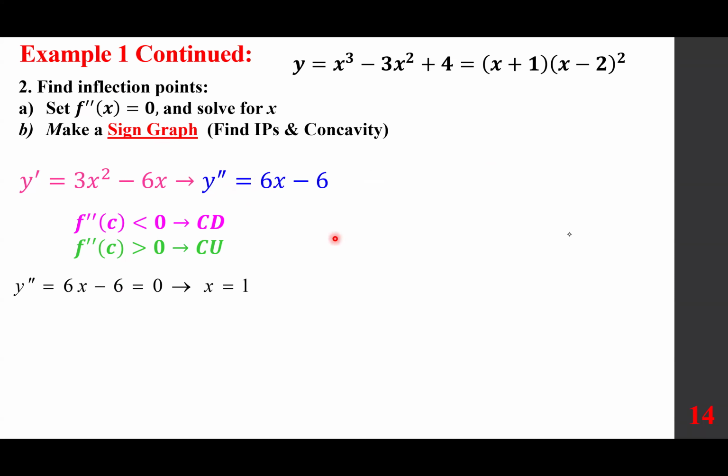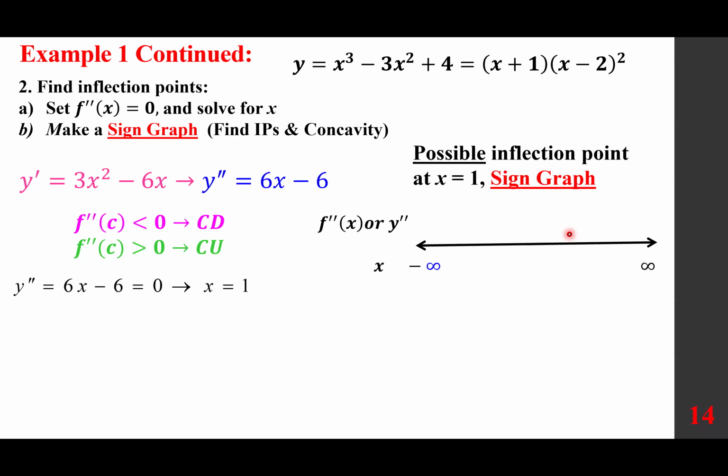We draw a number line from negative to positive infinity because we want to test the 1. This is a possible inflection point at x equals 1. We're going to go from negative to positive infinity for x. So we are going to throw in this number 1. At 1, f double prime is 0. So again, we use test points, TPs, short for test points.